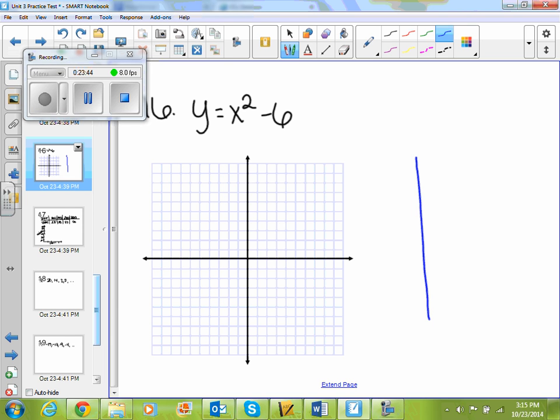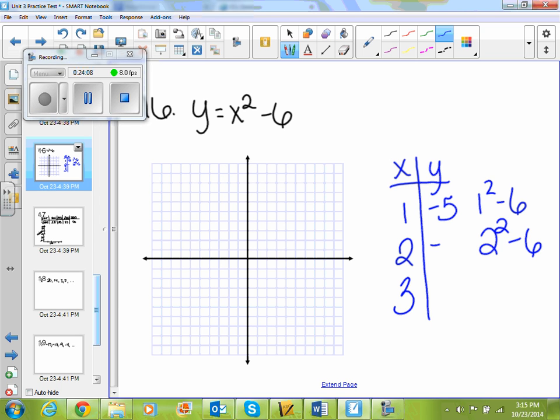Alright. Last graphing one. What do we want to use for my x's? 1, 2, 3. Okay. So if I plug in 1, then I get 1 squared minus 6. What's 1 squared? 1. 1 minus 6 is negative 5. If I plug in 2, 2 squared minus 6. 4 minus 6 is negative 2. And 3 squared minus 6 is 3. Perfect. So 1, negative 5, so over 1 down 5. 2, negative 2, over 2 down 2. And 3, 3, over 3 up 3. And do I connect them? Yes.